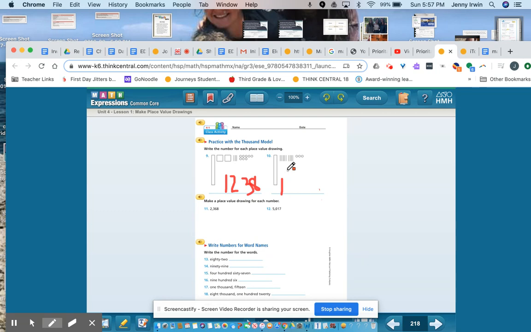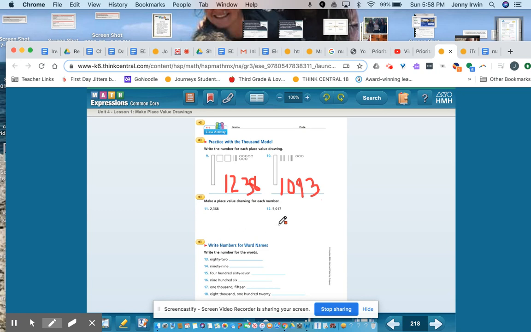I can't see the picture. It doesn't have any hundreds, so we have to remember to put the 0 in there for that place value, because the next one that we count is 9, and that's only tens. It's not in the hundreds. And then 3 ones.